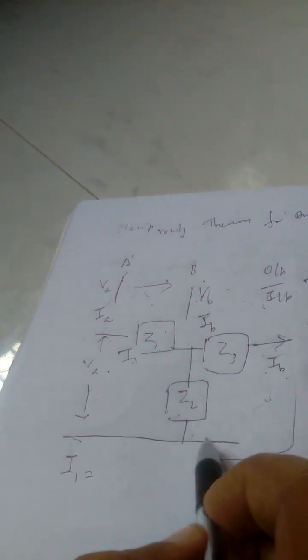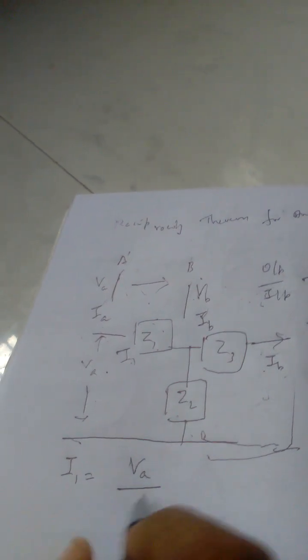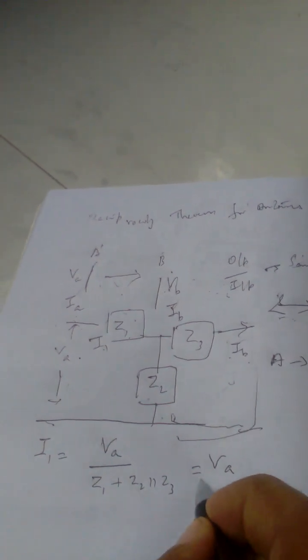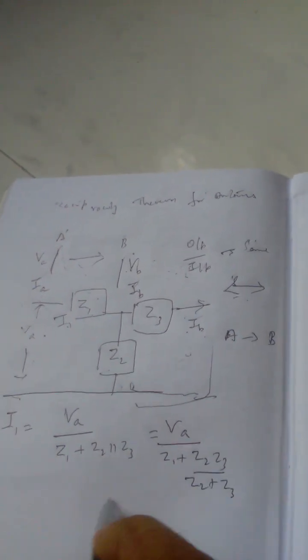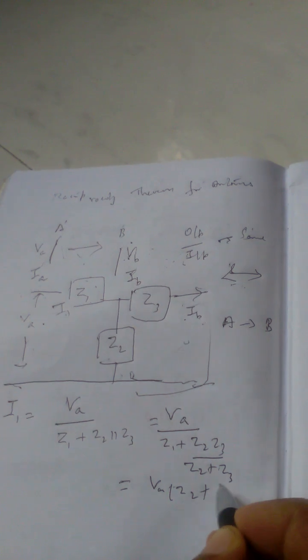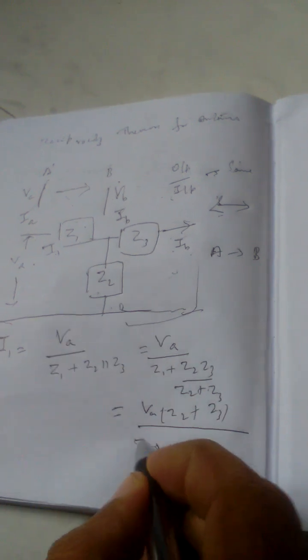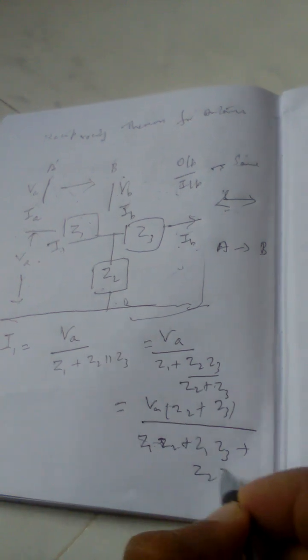If I am short circuiting this one, I1 can be written as VA by Z1 plus Z2 parallel Z3. That means VA divided by Z1 plus Z2 Z3 by Z2 plus Z3, which in turn I can write as VA into Z2 plus Z3 by Z1 Z2 plus Z1 Z3 plus Z2 Z3.